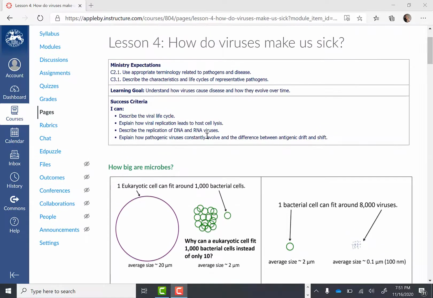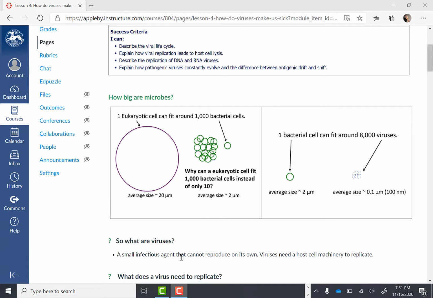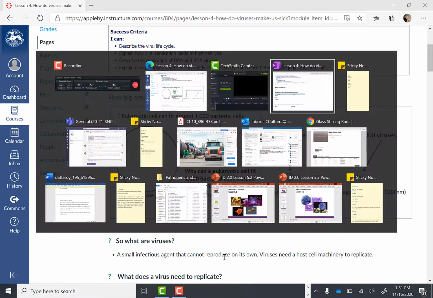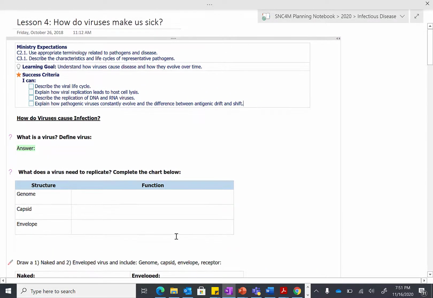Again, as usual, you'll have the main overview of the lesson in Canvas, and your notes are being filled in right here in your OneNote.